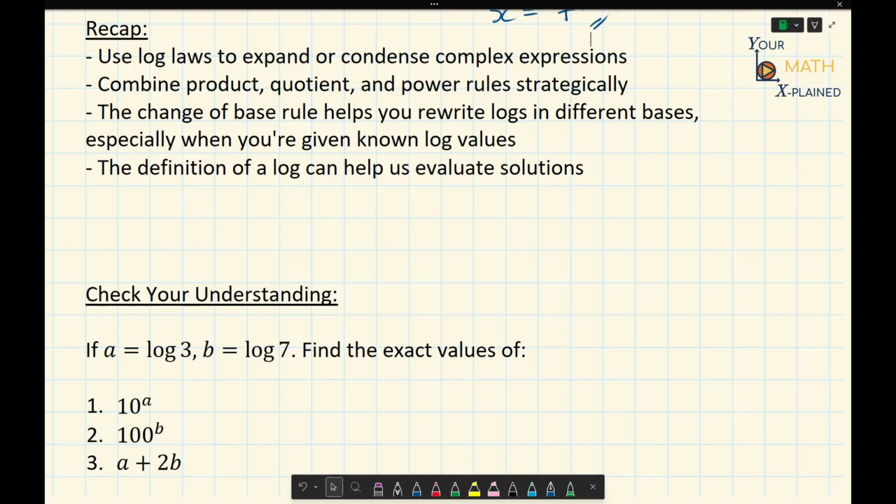So now it is your turn to give this a try. Given A is equal to log 3 and B is equal to log 7, can you find the exact values of those three expressions below?